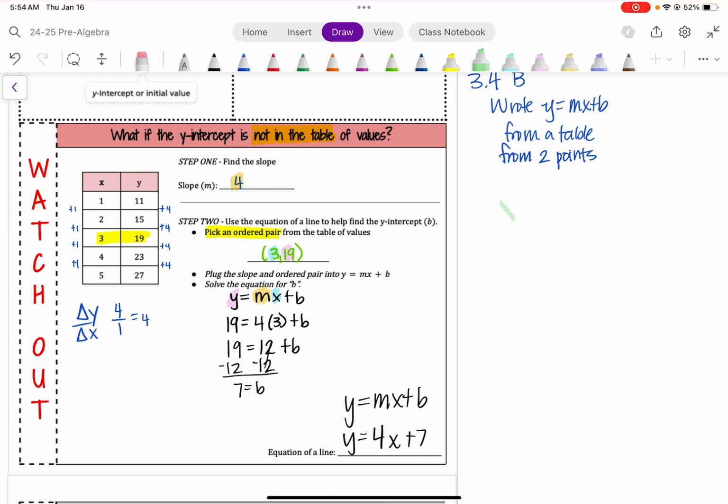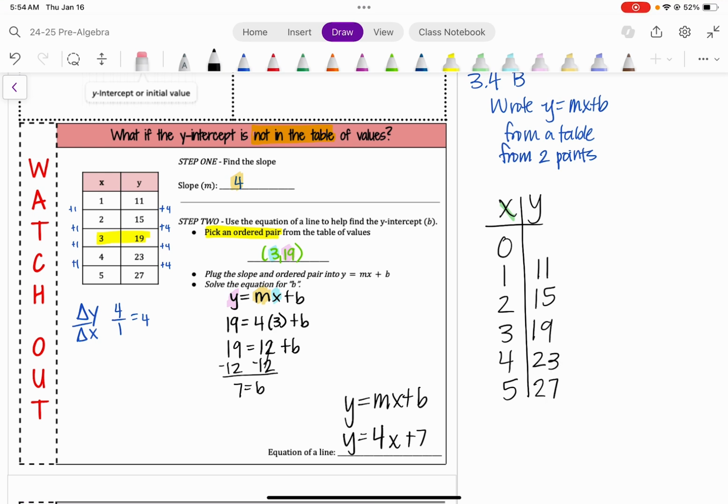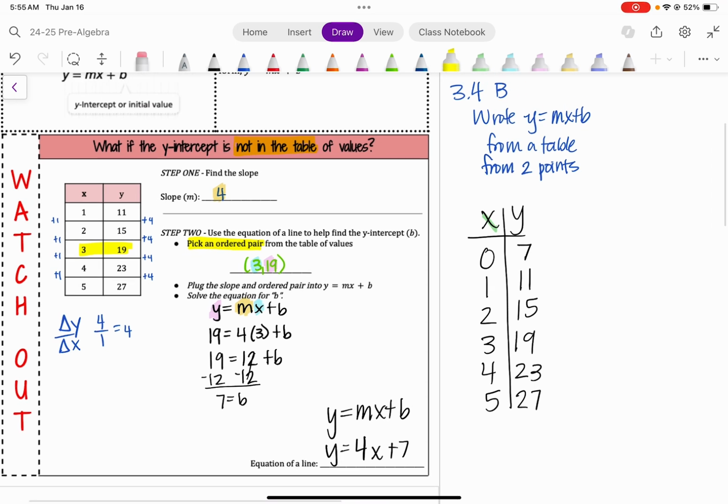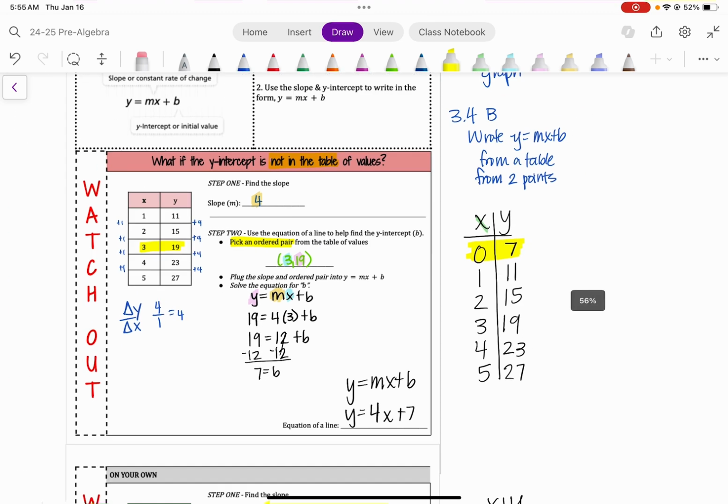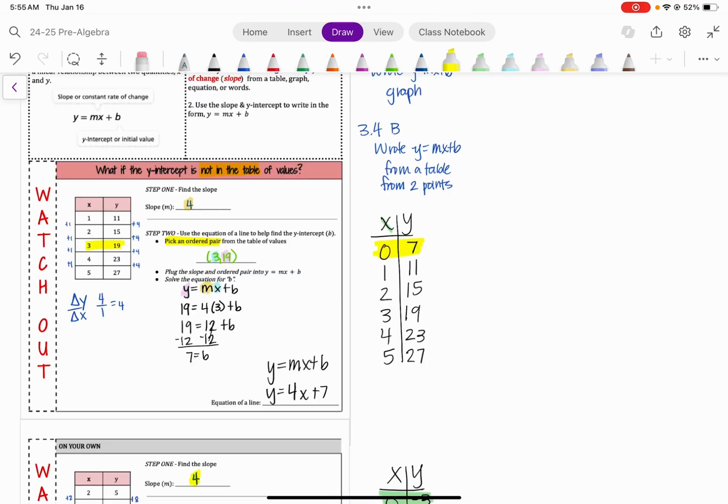Same with this first table. Zero is not in our current table of values. But if it was, let's see, I have 11 and 15 and 19, 23 and 27. If that pattern continues, which it does, because these lines go on forever, this would have an output of 7. So that's what we found algebraically. So on the assignment you're going to do, you're going to have to use this algebraic method.